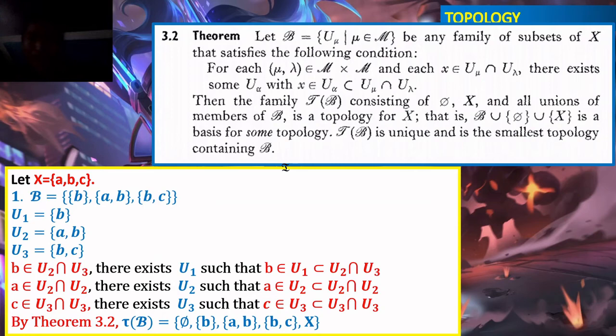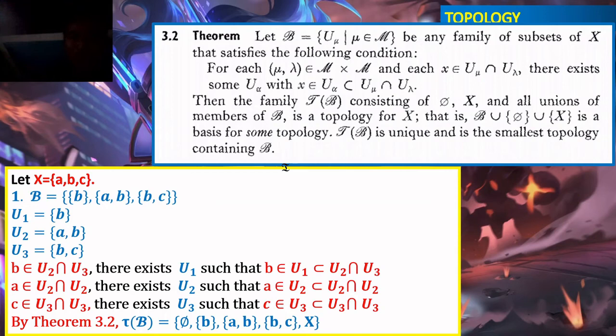Here, the empty set is actually included as part of the basis for some topology. But it is okay if the empty set is not included. As said earlier, the empty set need not be included in the basis. Now, tau_B is unique and is the smallest topology containing B. So this is what we will look at. Okay, now this is script B, not sigma.